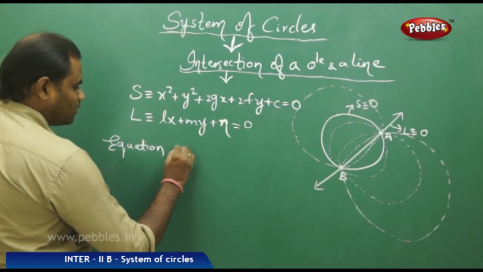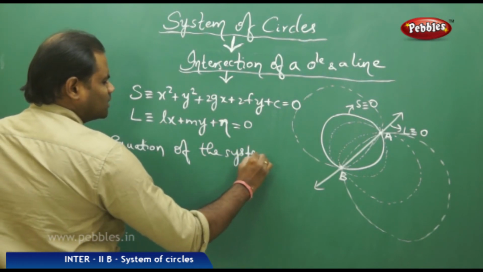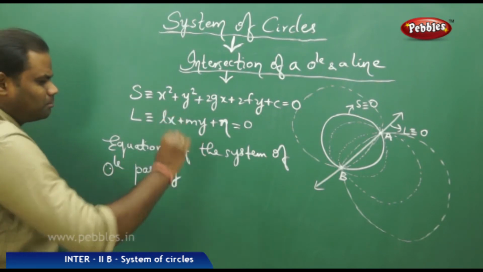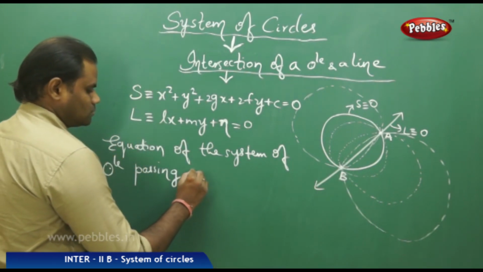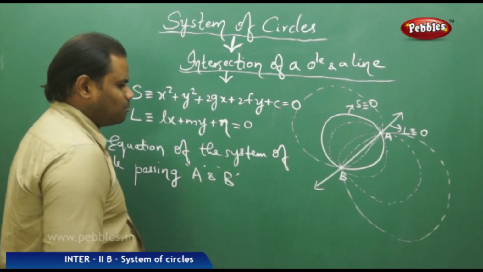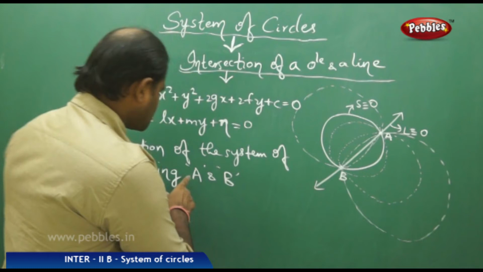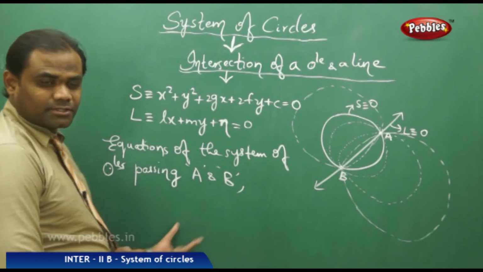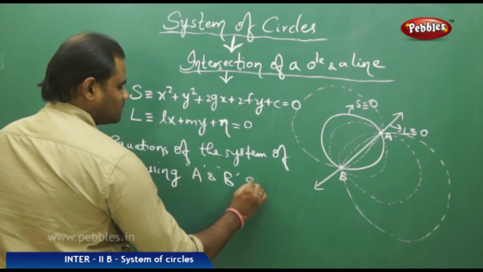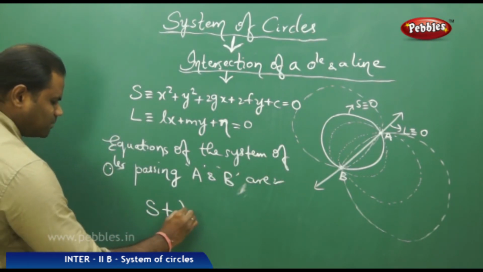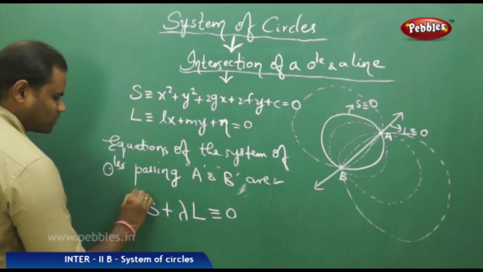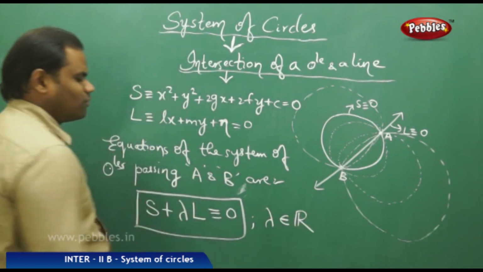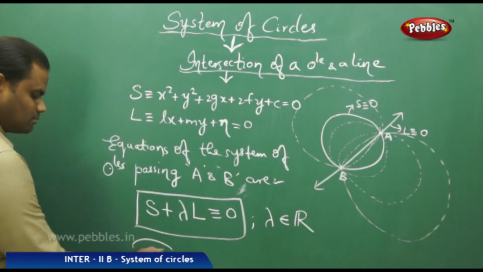Therefore, equation of the system of circles passing through A and B, that is, the points of intersection of the line and the circle, which is A and B, passing through A and B, equation of the system of circles passing through the points of intersection A and B is given by S plus lambda L equals 0, where lambda belongs to the set of all real numbers. This is how we understand the equation.